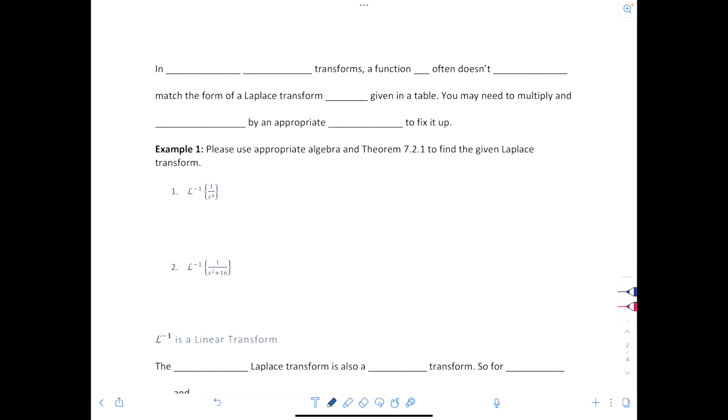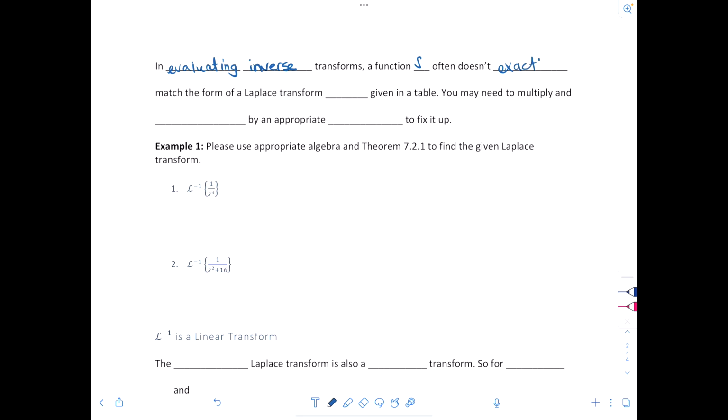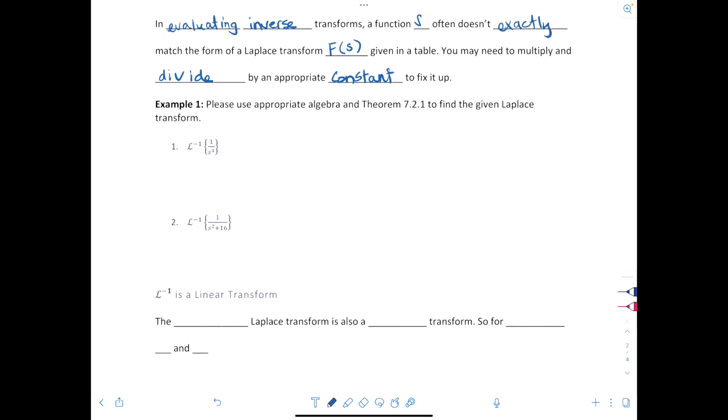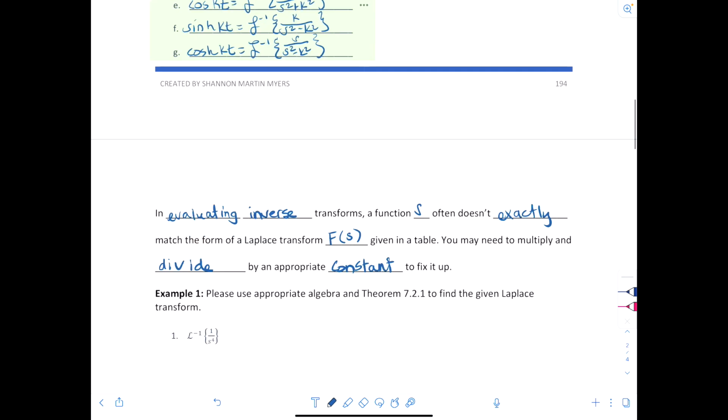All right, so now let's take a look at the next little bit here. In evaluating inverse transforms, a function of s doesn't exactly match the form of a Laplace transform, capital F at s, given in a table. You may need to multiply and divide by an appropriate constant to fix it up, just like we do with integration.